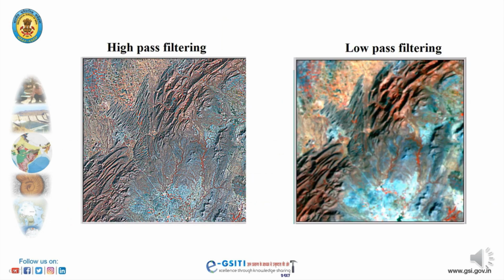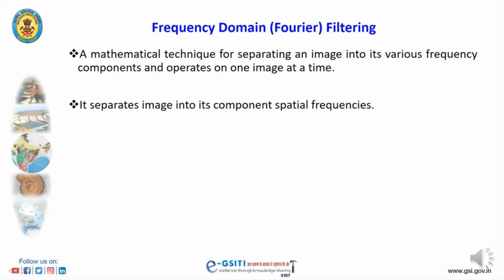Here we can see we have two figures. One is high pass filtering, where we can see the edges are sharpened. Edge enhancement is here, and low pass filtering we can see here, our image is looking very smooth. Frequency domain or Fourier filtering is a mathematical technique for separating an image into its various frequency components and operates on one image at a time. It separates the image into its component spatial frequencies.